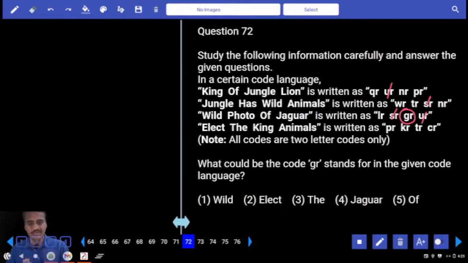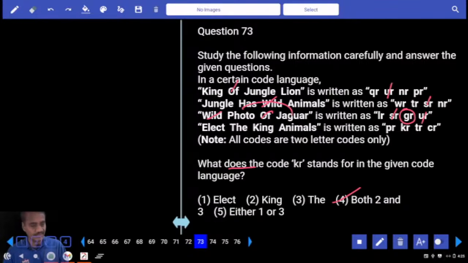Then what could be? Since it says could be, we have two words, photo and jaguar. And what is the other word that is common? Of. Hence photo or jaguar. Between these two, what is given? Photo, and choice 4. Why can? Could be means it is a possible answer.